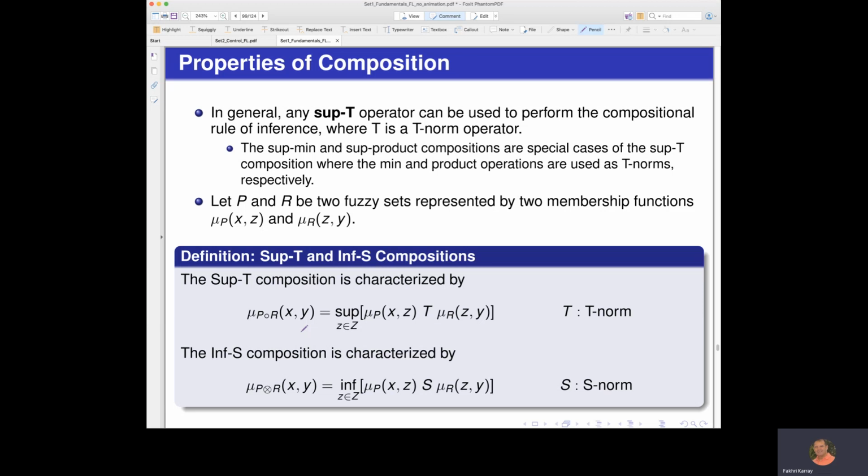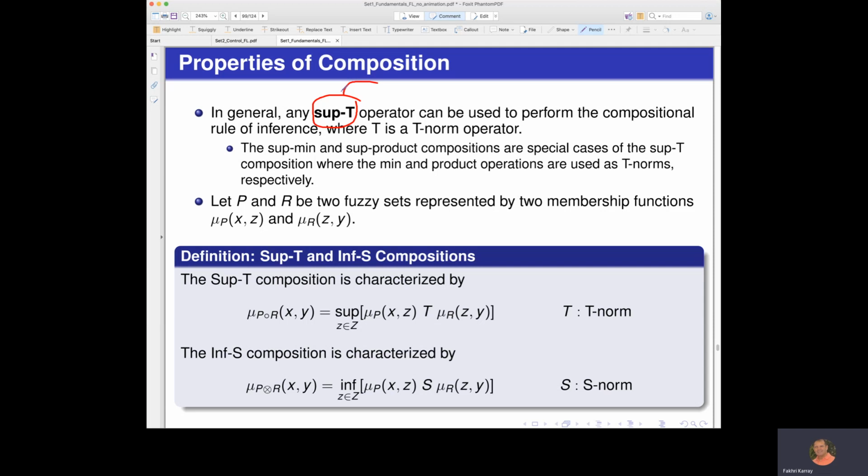So the supremum of the minimum or supremum of the product could be generalized to more types of representation. So it could become supremum of T norm. In general, any sup T operator can be used to perform the compositional rule of inference, where T is a T norm. So it could be the Zadeh T norm operator, it could be the Mamdani T norm operator, it could be any type of T norm operator.